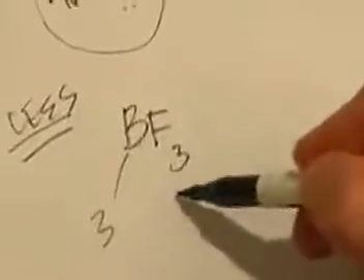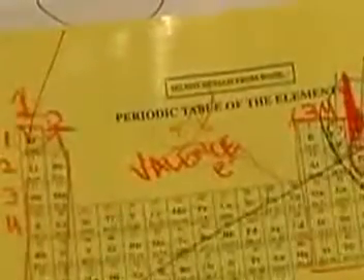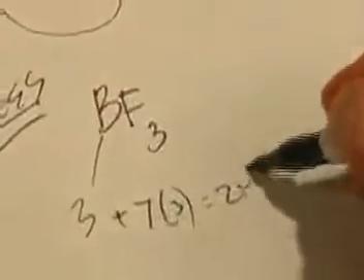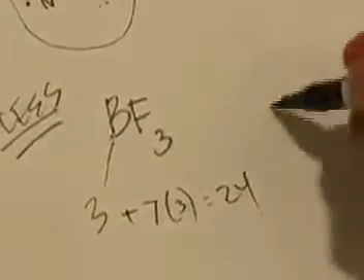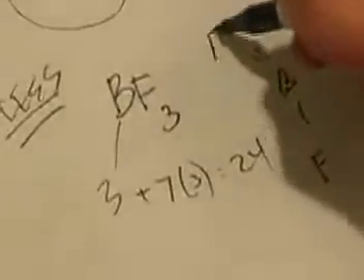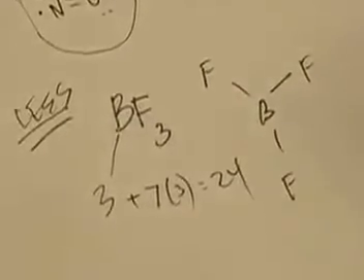Less than an octet. Let's look at this molecule example, BF3. Boron, 3 valence electrons. If I look on the periodic table, boron is located right here, 3. And then fluorine. Fluorine is located in group 17, so it has 7 valence electrons. 3 plus 7 times 3, so 21 plus 3 is 24. 24 valence electrons. Let's put boron in the middle. Bond the fluorines around it. Boron, of course, is way less electronegative than fluorine, since fluorine is the most electronegative.